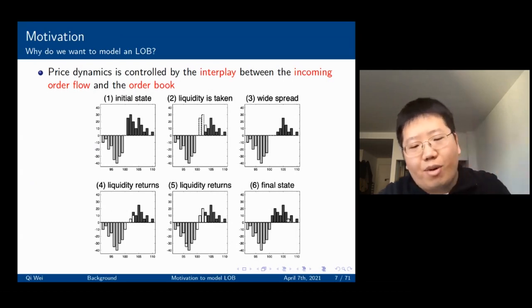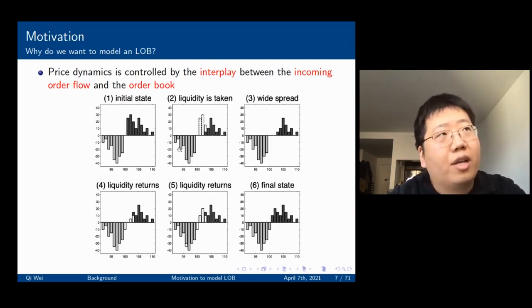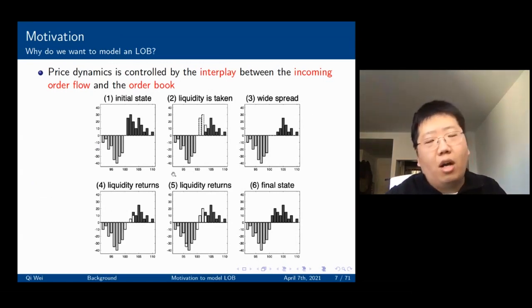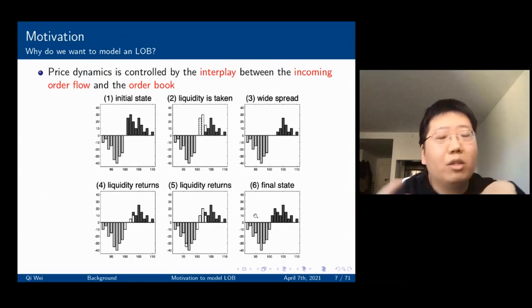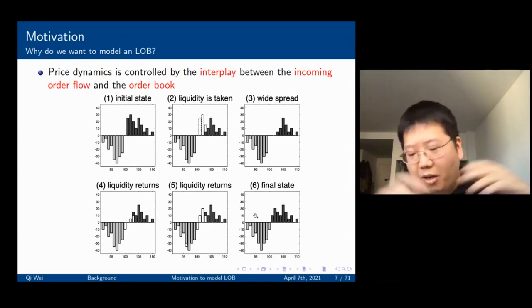But in practice, when you really buy a stock in the market, what you can see is only the mid price, and from step 1 to step 6, the price in fact does not change that much. I think it's just an increase from 100 to 100.5, just a $0.5 change. But in fact, a lot of things have already happened through this liquidity taken and liquidity returns. The market is quite dynamic.